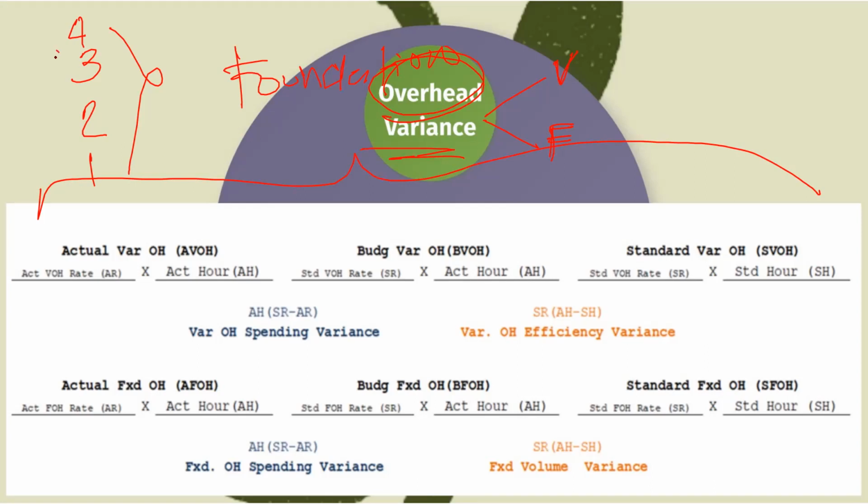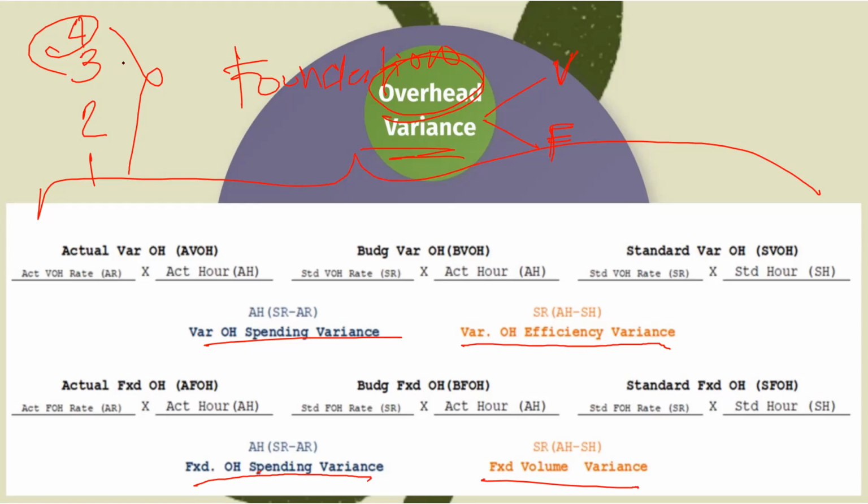This is actually your 4-way variance. Why? Look at this. You have your variable overhead spending variance, number 1. You have your variable overhead efficiency variance, number 2. You have your fixed overhead spending variance, number 3. And you have your fixed volume variance, number 4. That's your 4-way.